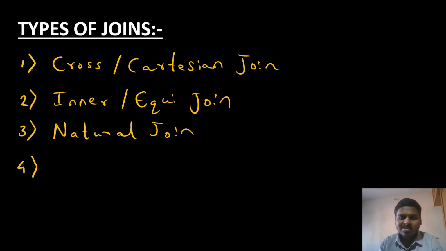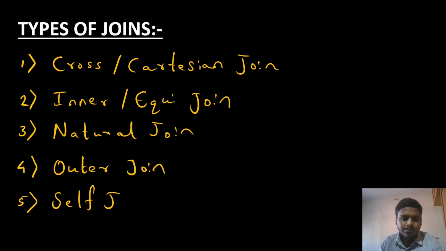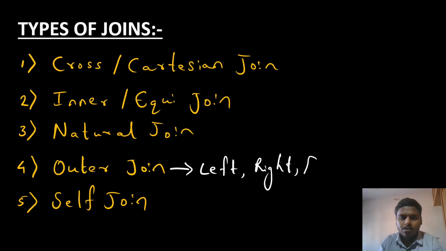Fourth one is outer join. Fifth one is self join. Now in the outer join also there are some types. What are the types? Types are left outer join, right outer join, and full outer join. These three are the subtypes which we will learn later.